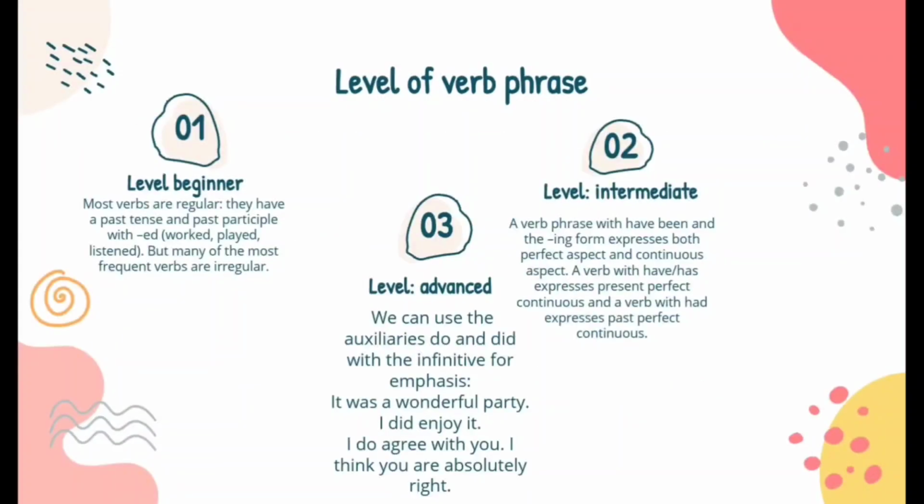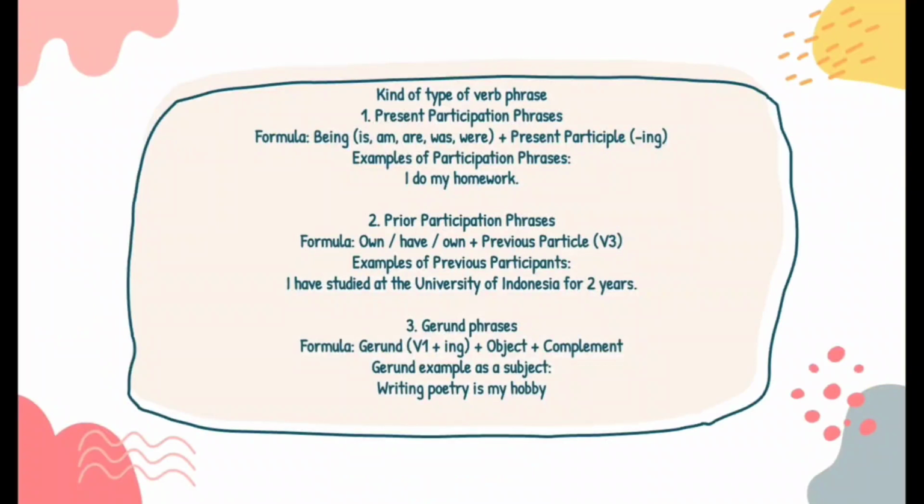Next, levels of verb phrase: level beginner, then level advanced, and then level intermediate. Next, kinds or types of verb phrase. Number 1, present participle phrases. Formula: be (is, am, are, was, were) plus present participle, verb plus ing.